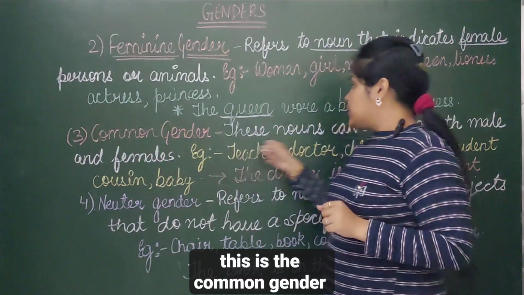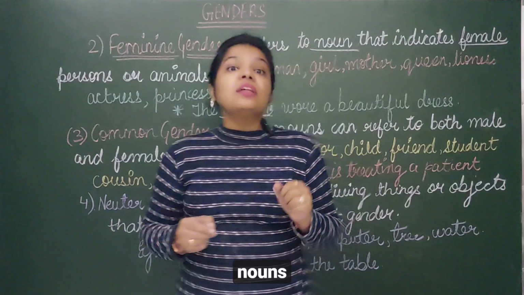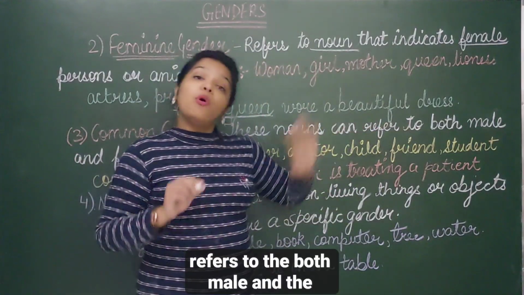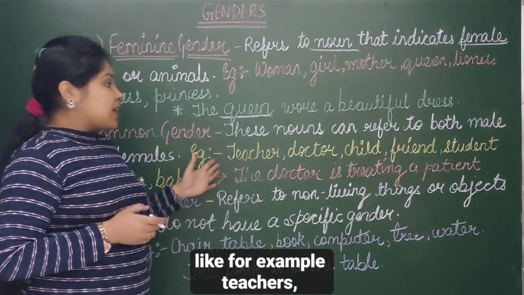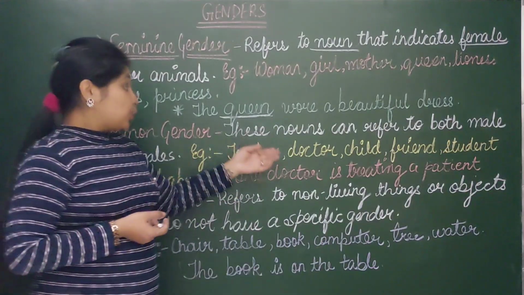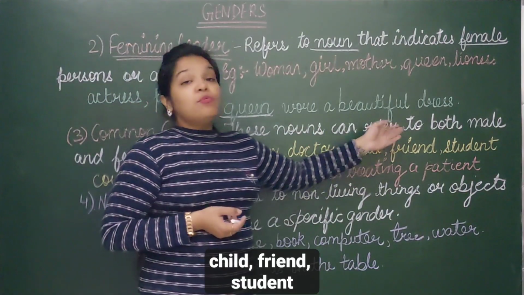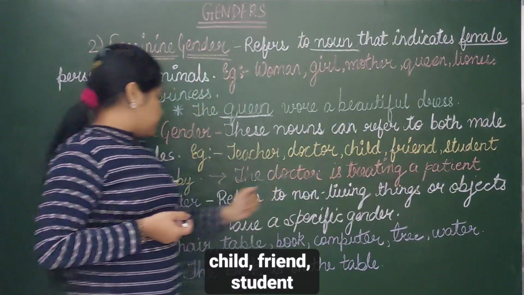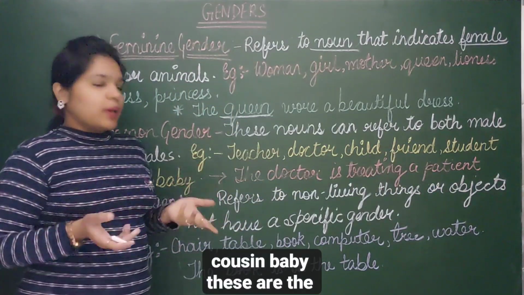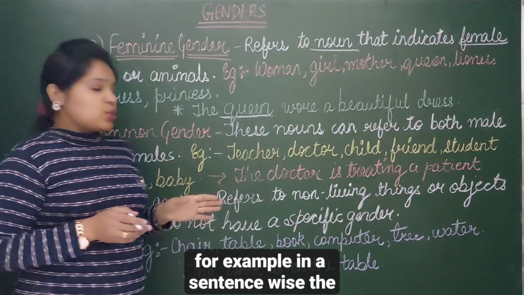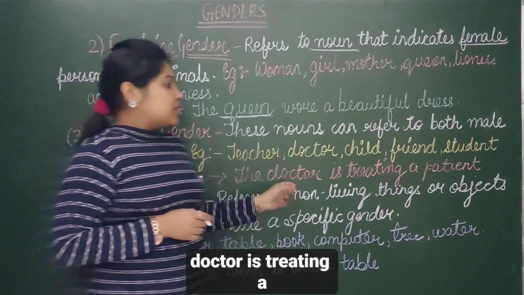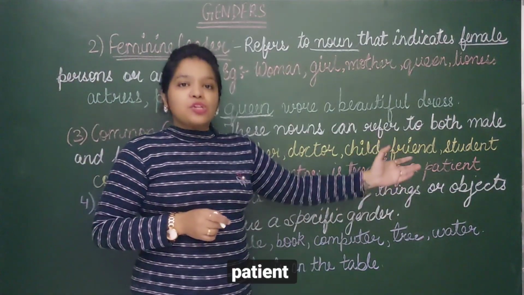Third type of gender is the common gender. This is the common gender. These nouns refers to both the male and the female part. Like for example, teachers, doctors, child, friend, student, cousin, baby. These are the examples. For example, in a sentence wise, the doctor is treating a patient.